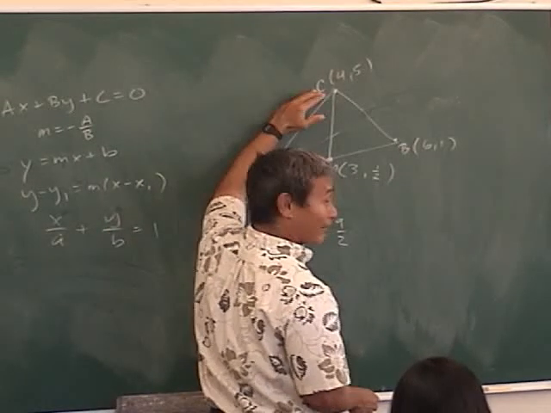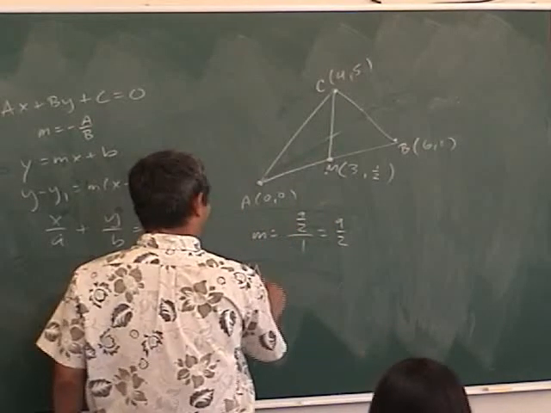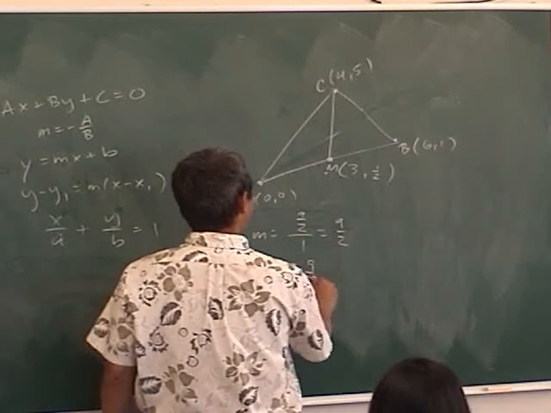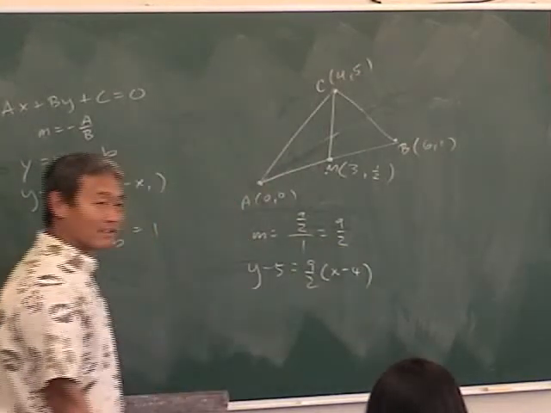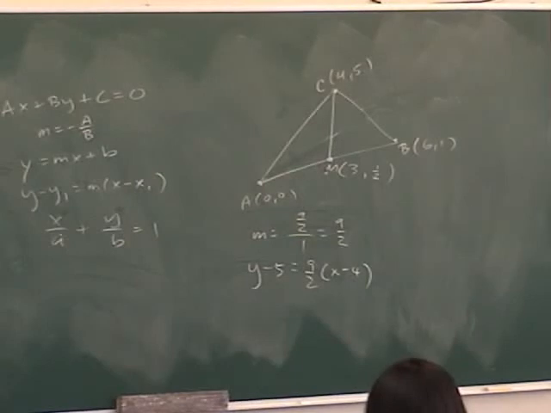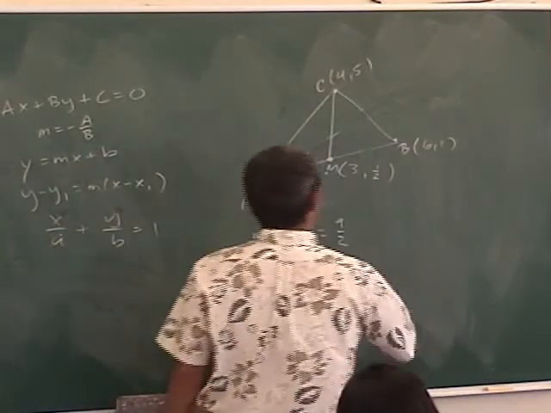C, because it's got fractions. This is scary when it's got fractions, right? You got this point. Look how easy this is. y minus 5 equals 9/2 times (x minus 4). Finished. That's the equation of the line. You don't have to compute anything. However, okay, let's do another one.